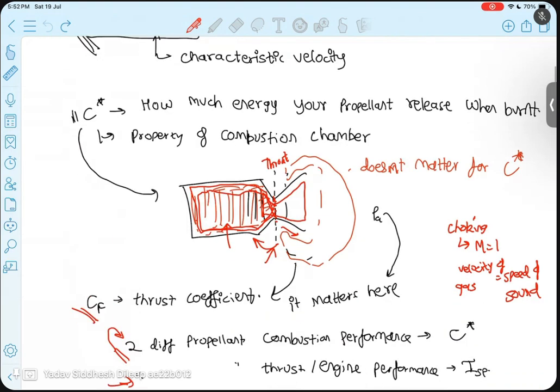Let's see. This rocket engine you can see here is divided in two parts. One is the combustion chamber where energy is produced. One is the nozzle where energy is converted from one form to another. That is from thermal to kinetic in terms of chemical thermal propulsion system. So I told you the rocket engine has two parts.